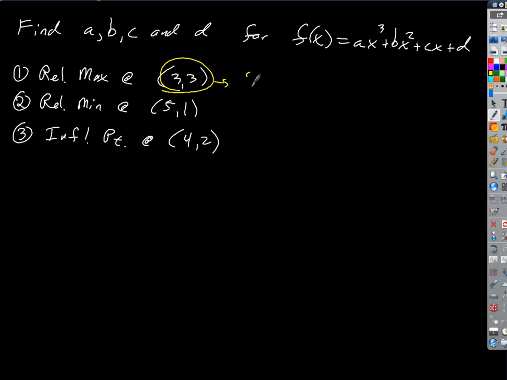27, okay. So 27A plus B times 3 squared plus C times x, which is 3, so 3C plus D equals f of x. Everybody see this? What's the value of f of x when x is 3? 3. So there's an equation involving A, B, C, and D.